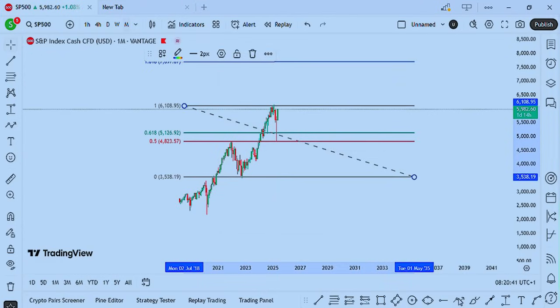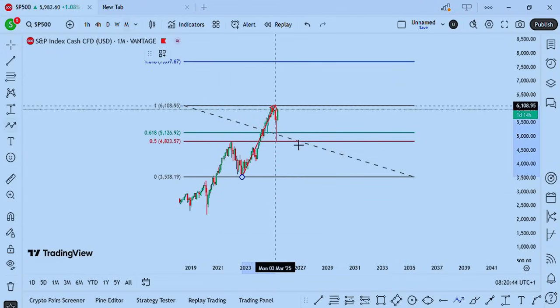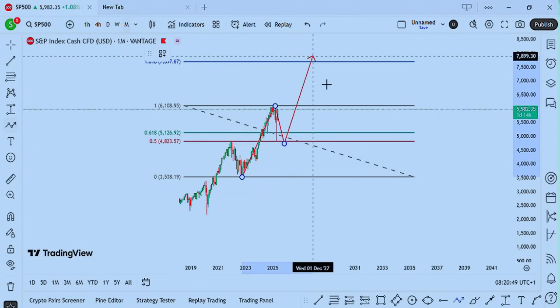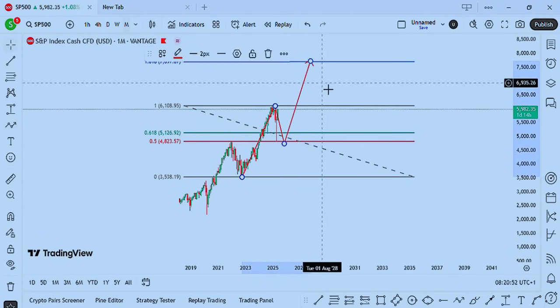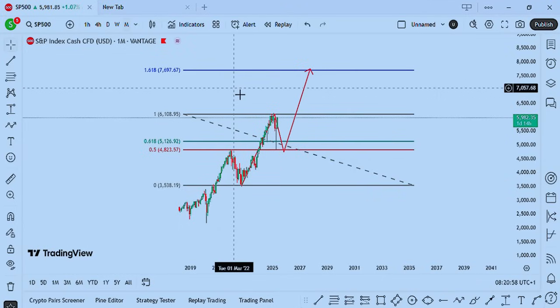All right, this is the first impulse leg here. A correction into the 50 Fibonacci retracement level might see a continuation of this second impulse move, 7,000 or 8,000 plus on SP500 before 2027 or 2026.